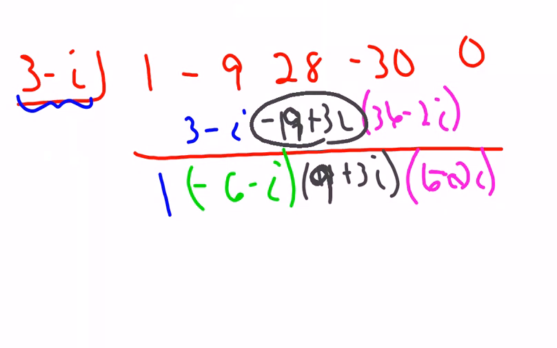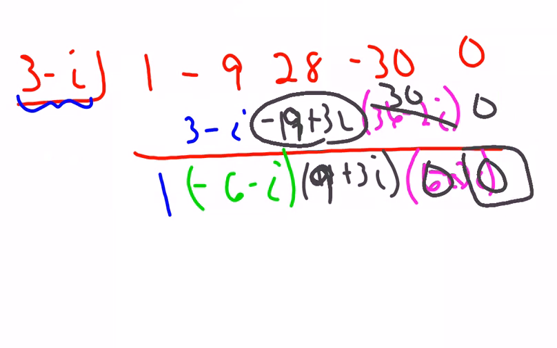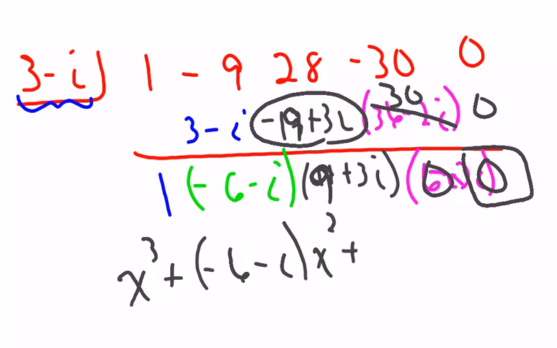And so fixing that, this part is 30 when I multiply those. So then when I add those, I get 0, and anything times 0 is 0, so it comes out 0. Now, here's our new polynomial. So remember, that's our remainder, and then the 0 is our constant. So we have x cubed plus negative 6 minus i x squared plus 9 plus 3i x.